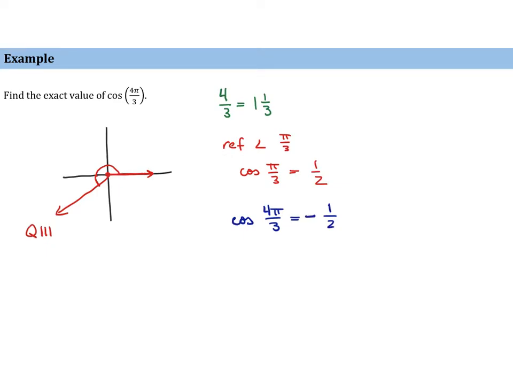So let's recap this. The 1/2 value comes from the value of cosine evaluated for the reference angle. So cosine of pi over 3 was 1/2. Why is it negative? Because 4 pi over 3 is in the third quadrant where cosine is negative.